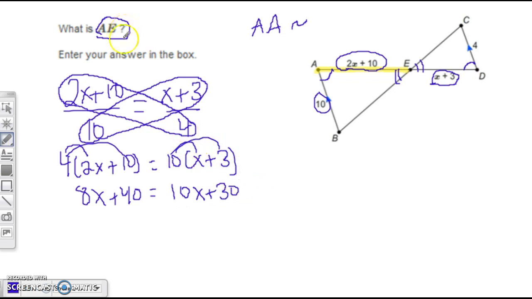Don't forget to do that. That's a really common mistake. A lot of people will put 8x plus 10 down here, and that's not correct. You got to multiply the 4 times each of them.